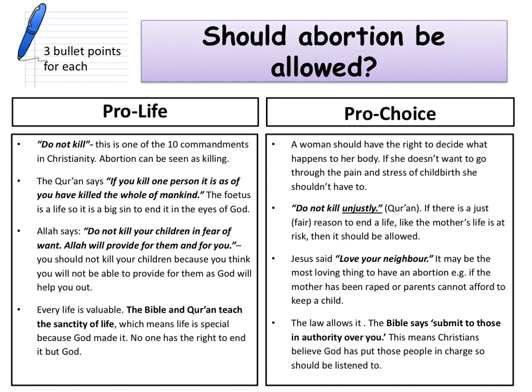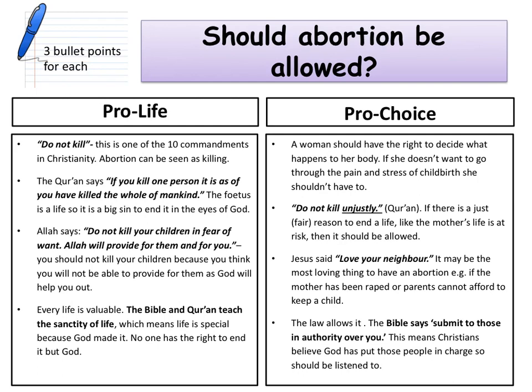The first one is very simple. One of the 10 Commandments is do not kill in Christianity. Abortion can be seen as taking a life, and therefore it would be wrong. In the Quran, it says if you've killed one person, it's as if you've killed the whole of mankind. Again, we have this idea of the fetus being a life, so it being a massive sin to end its life in the eyes of God.